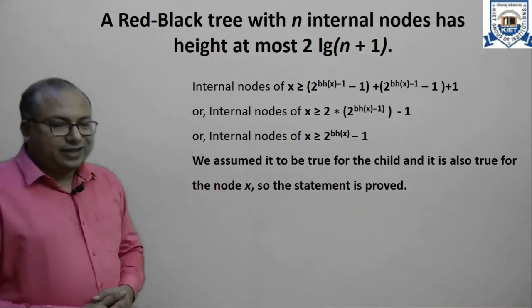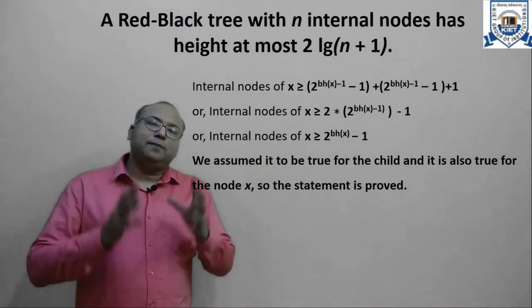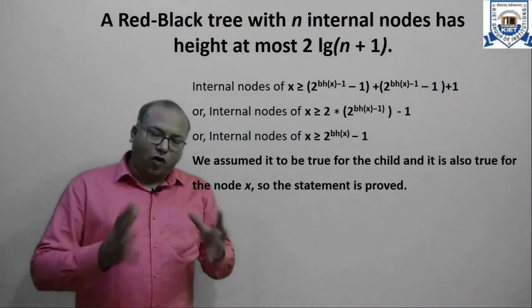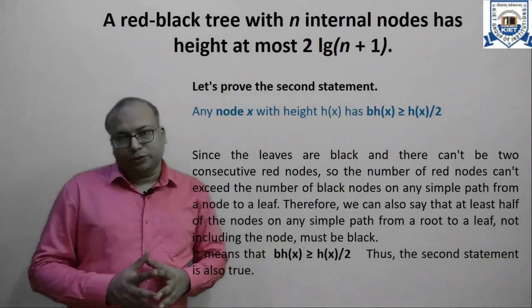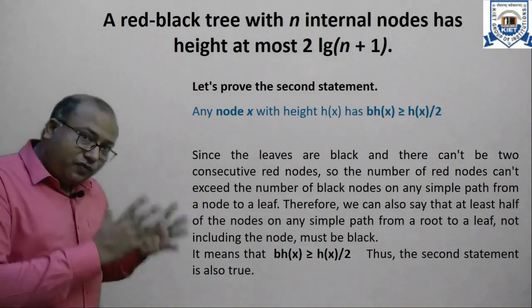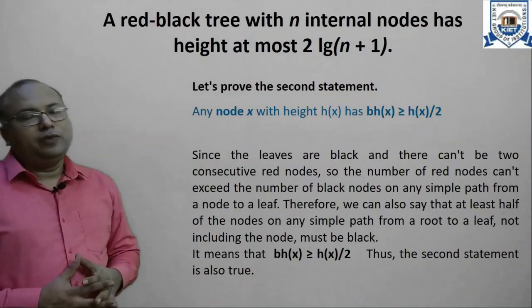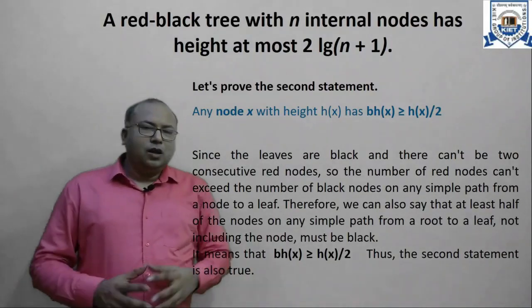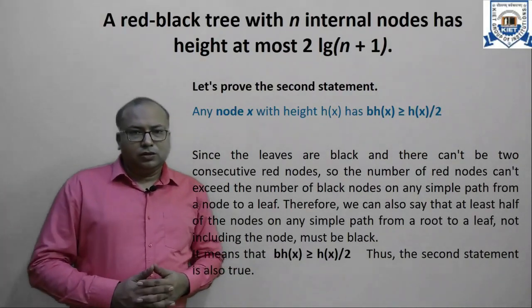Now we are coming to the second statement. What is the second statement? The black height of any node will always be greater than or equal to half of the height of that node. How can we prove that? By property number 4, we can easily prove it without applying any mathematical approach.